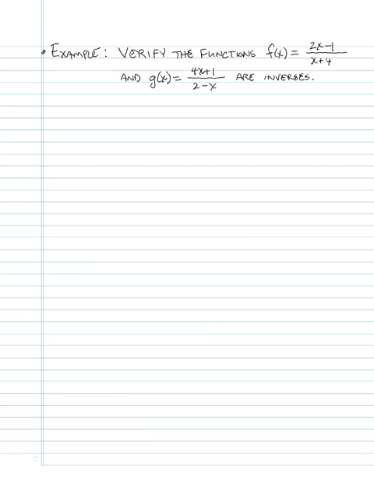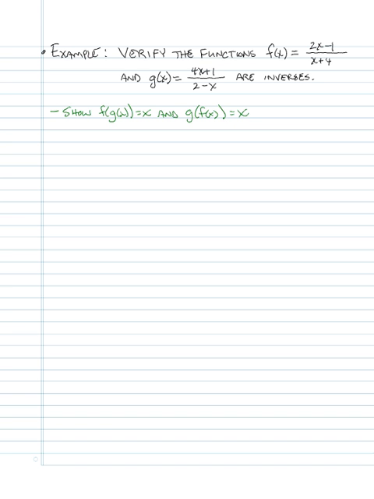Well, here we're asked to verify that the functions f of x equals (2x minus 1) over (x plus 4) and g of x equals (4x plus 1) over (2 minus x) are inverses. And so we still have to do the same thing. To do this, we must show that f of g of x is equal to x, and also g of f of x is equal to x. That's what we must show, both of those conditions.